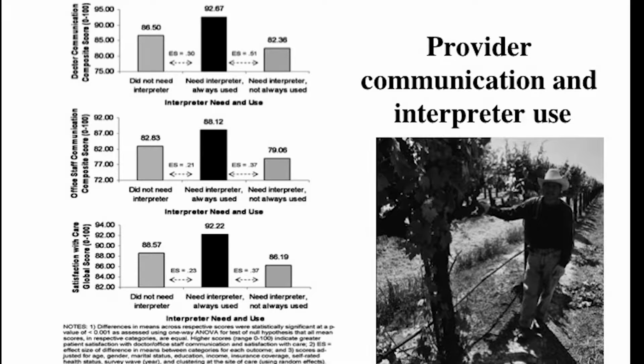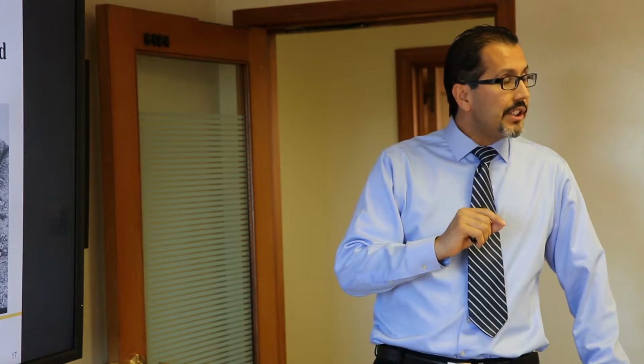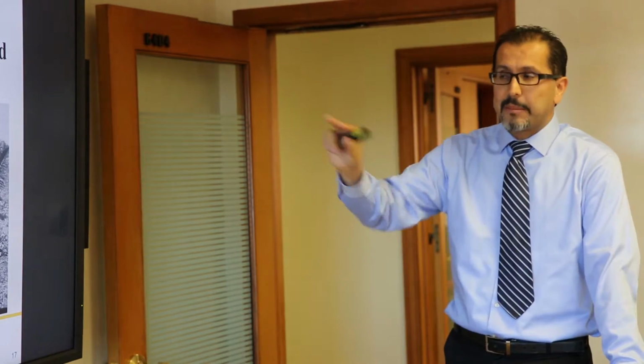Then we also looked at domains of provider communication by interpreter use, and we used a composite of 4 items in the survey and made a composite score from 0 to 100. On this axis is the communication score, and down here are 3 categories: whether the patient did not need an interpreter, whether they needed an interpreter and always got one, and whether they needed an interpreter and not always got one. As we see, those that always got an interpreter gave better reports of provider communication. Some of the domains in that composite were questions very similar to the ambulatory HCAHPS surveys about office friendliness and things like that. It was a battery that was adapted from the HCAHPS.